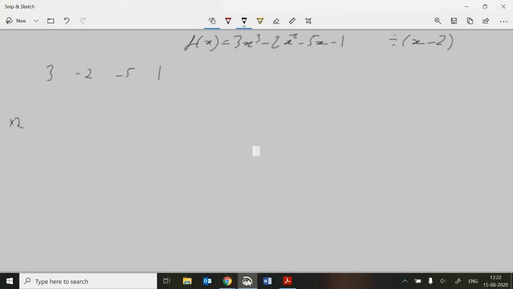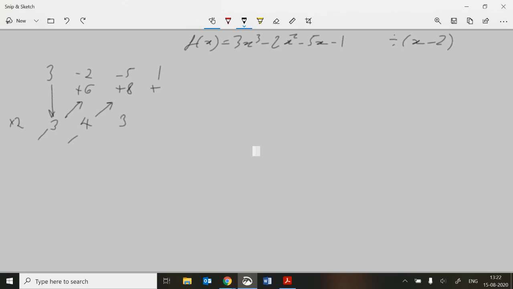So now what do we do? We bring the 3 down. We need to remember to put pluses just underneath each of these things here. And we bring the 3 down, and we're doing 3 times 2 is going to, first of all, give us our first plus. So we're following this diagonal here, and that's going to give us plus 6. And minus 2 plus 6 gives us plus 4, times by the 2 gives us 8, minus 5 plus 8 gives us 3. So that gives us our 3 here.